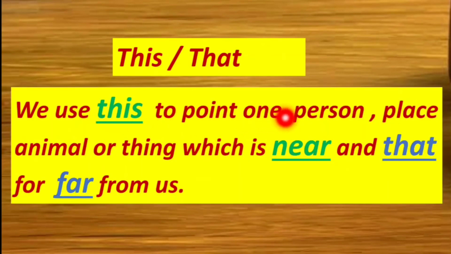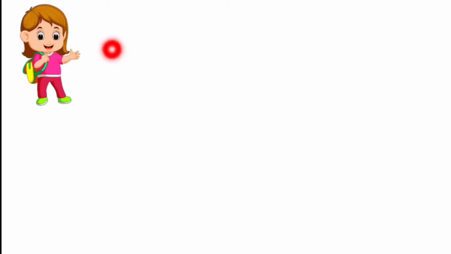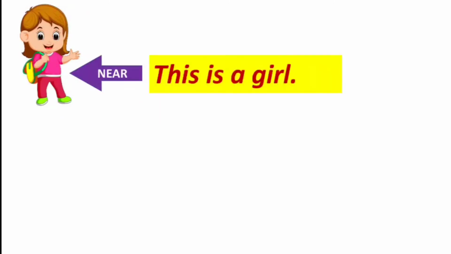Now dear student, it means we use this and that. We use this to point one person, place, animal or thing which is near us, this for near, and we use that to point one person, place, animal or thing or naming word which is far from us. We use this for near and that for far. In this picture, there is only one girl which is near us, so we will use this to point this girl. We will write this is a girl.